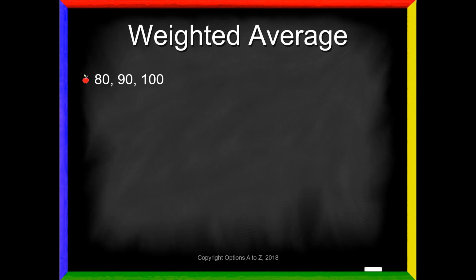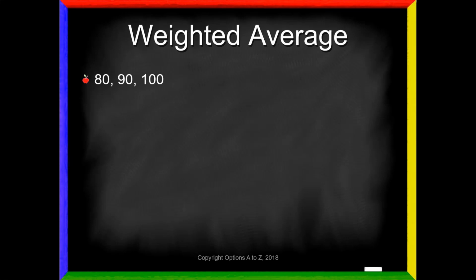Well, what is your average score? We can look at it in a number of ways. First, I could say that each of these numbers is separated by 10, so they're equally distributed, and therefore the center value of 90 is your average. We could also add up all three numbers, get 270 divided by 3, we'd get 90. This is what we would call a simple average. Add up all the numbers, divide by the number in the group.